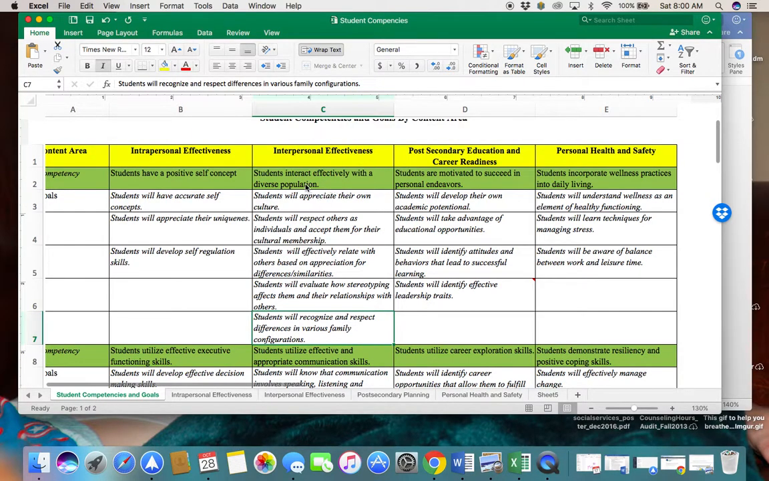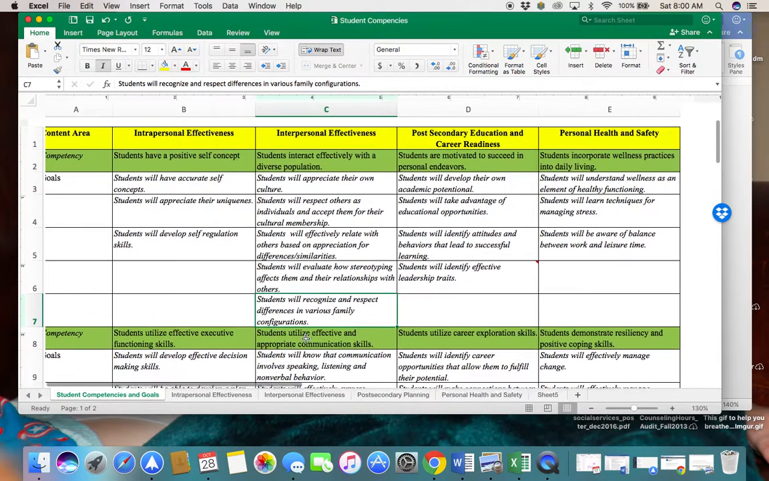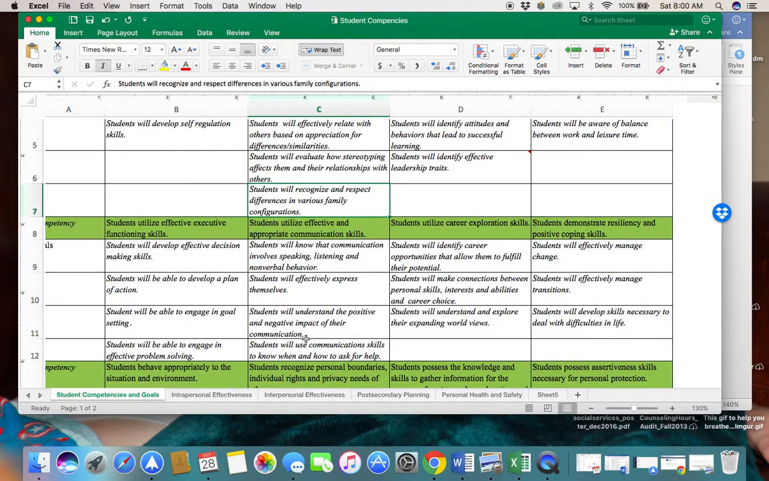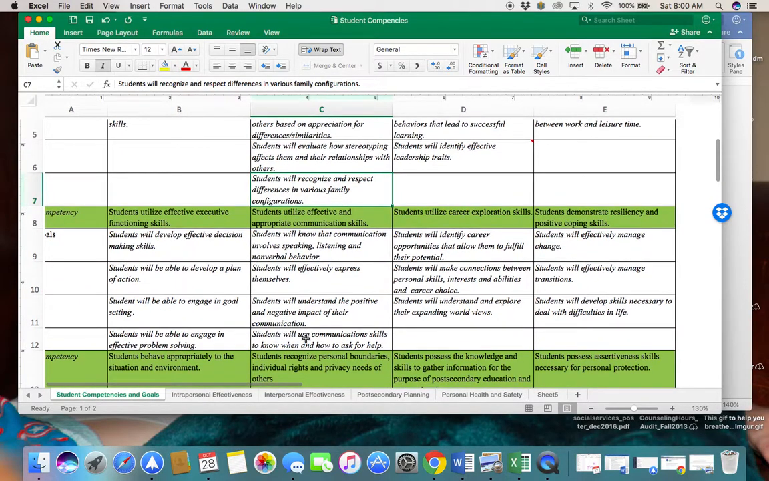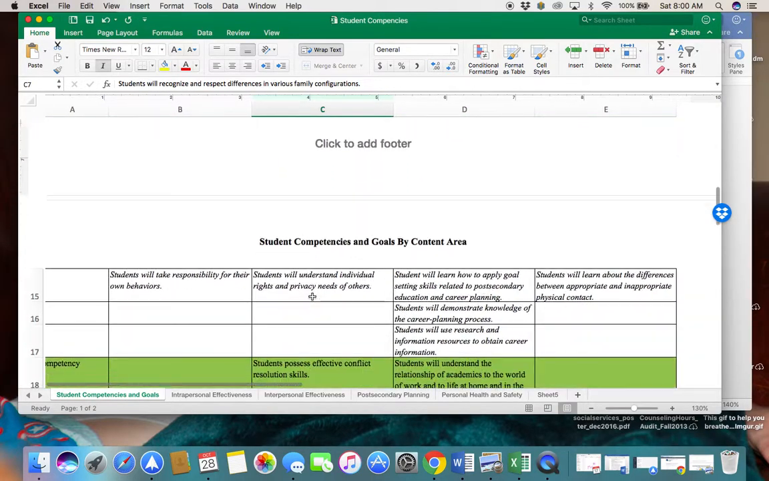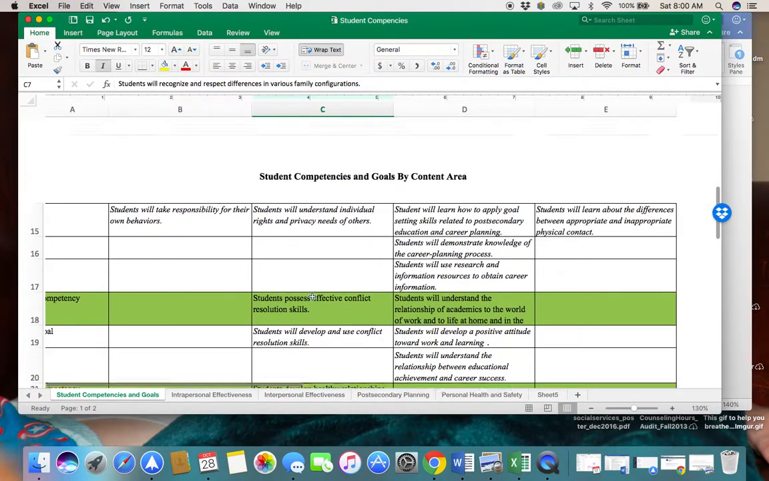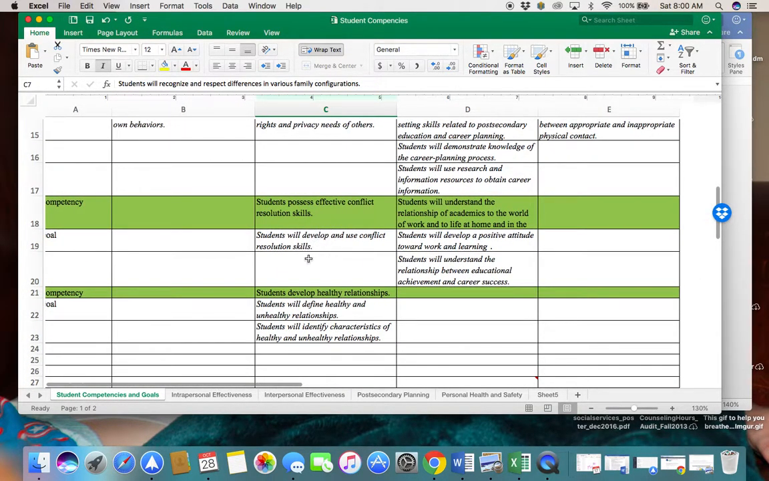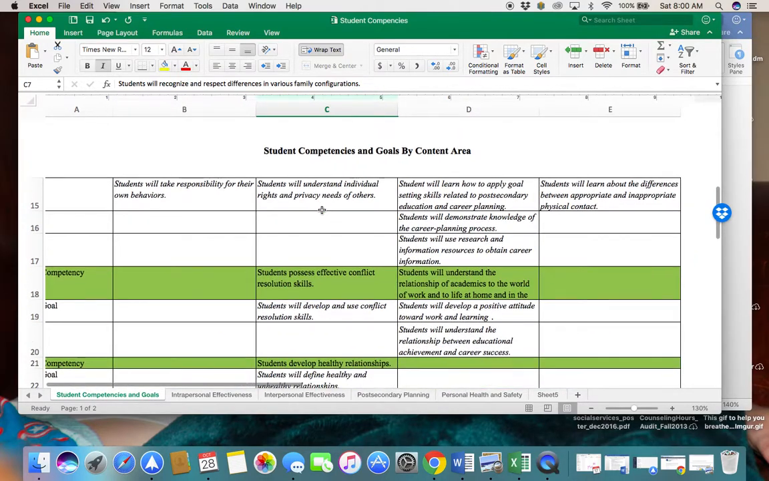I guess interact effectively with a diverse population. This could be, okay, no, that's not it. I thought there was something about respect. You could do effective and appropriate communication skills. You could do students recognize the personal boundaries, individual rights, and privacy needs of others. Here we go. Conflict resolution skills, healthy resolution. So you could pull from some of these here.